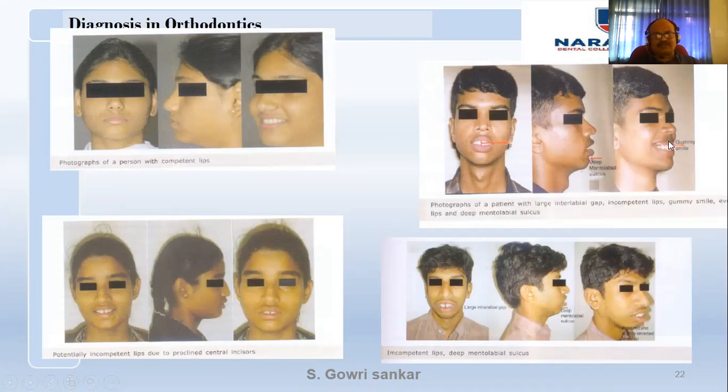Can you see the gummy smile of the patient? Every time he started to close, to conceal the showing of the proclined incisors, it has developed what is called everted lower lips due to the hyperactive mentalis muscle. So here also it is potentially incompetent. Normally she had normal lips, but due to the proclined incisors, the lip length appears to be short. So incompetent lips, another case of deep mentolabial sulcus.